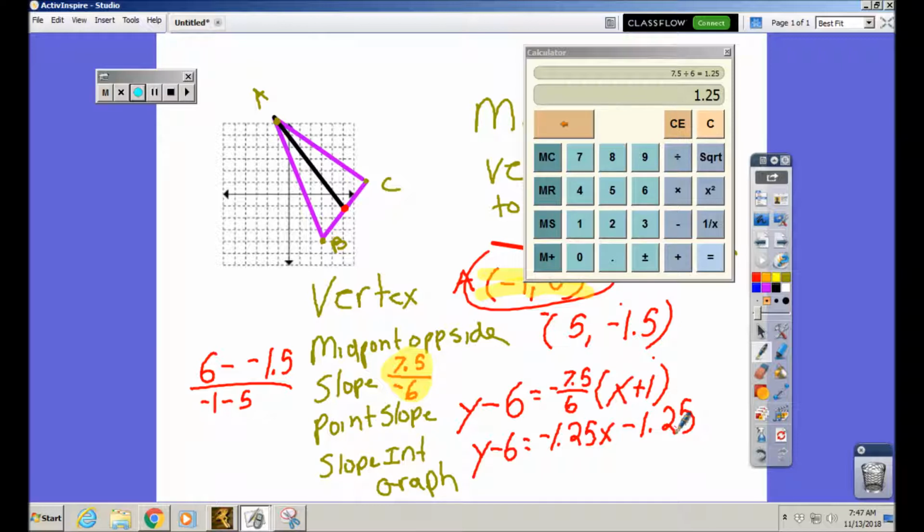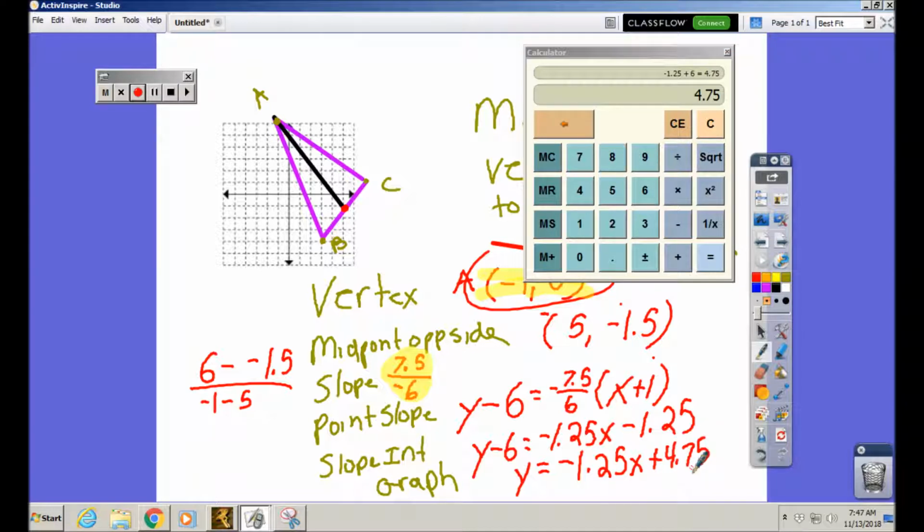So if you don't know how to do this, you can watch a video. How thrilling is this? Not that thrilling. But the moral of the story is, was I able to write the equation? Not yet. Now what do I have to do? Okay, so I'm working slope-intercept. I have to get y by itself, correct? So I have to add 6 to both sides. Y equals negative 1.25x, negative 1.25 plus 6 is 4.75. Positive 4.75.